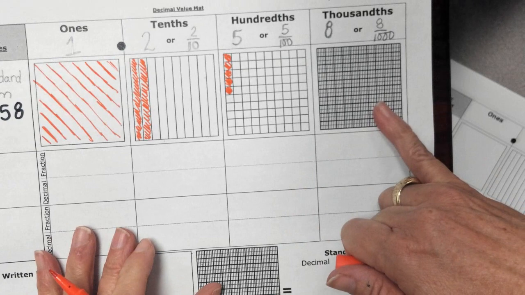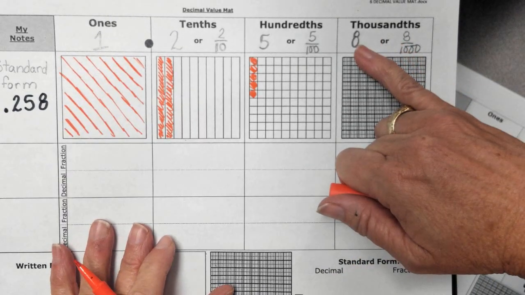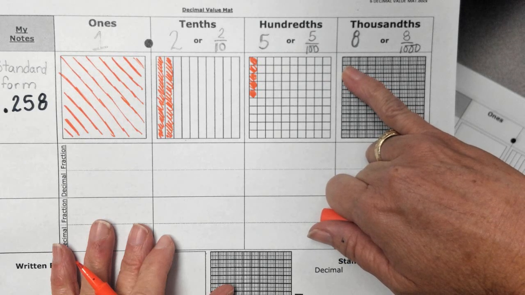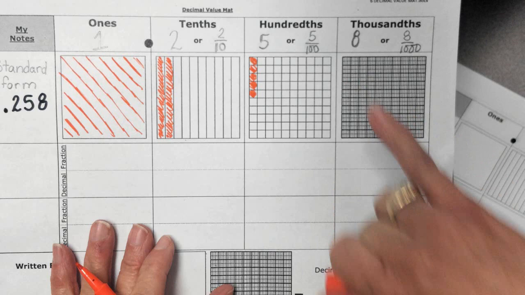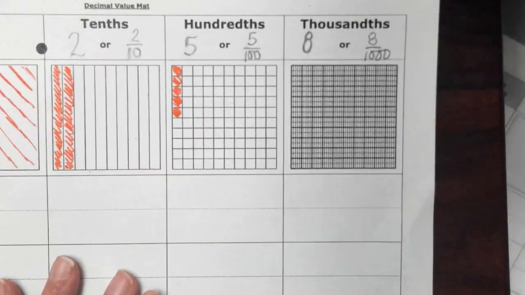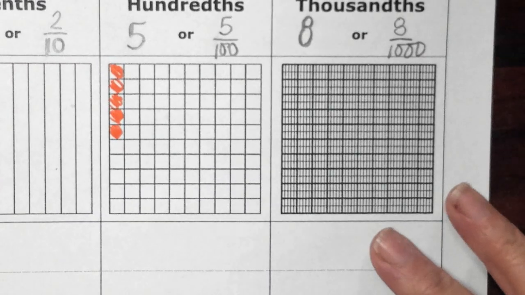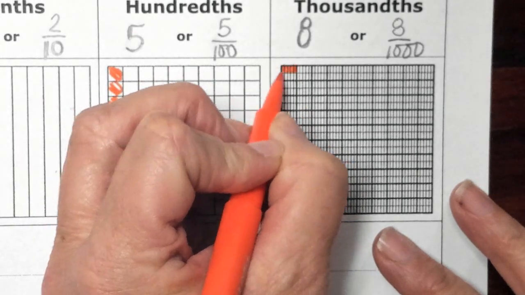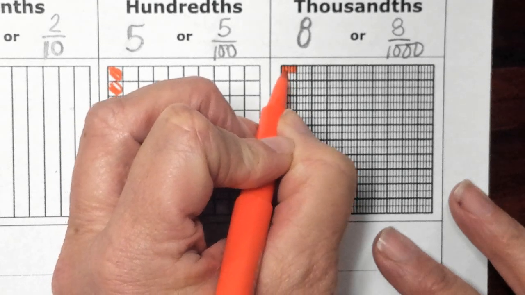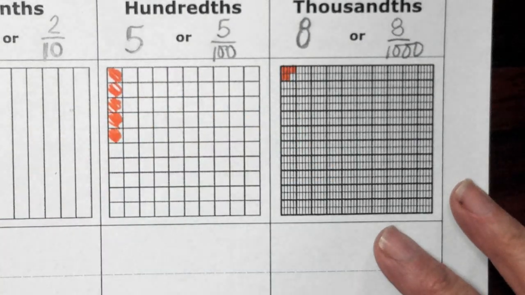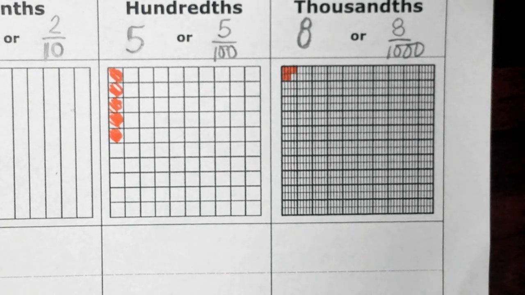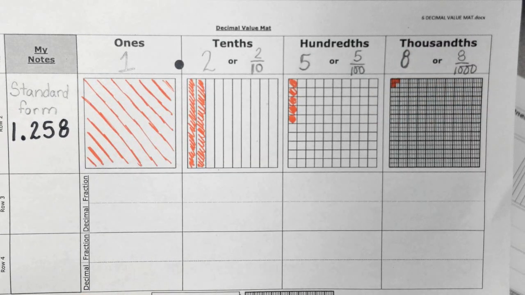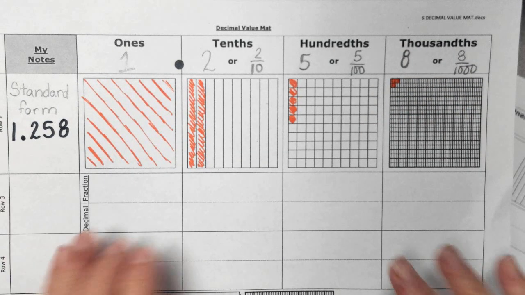And then finally we're looking at the thousandths. I have 8 thousandths. So remember, each one of these has 10, so I don't even need a whole box. I'm going to shade in carefully, and I'm going to zoom in so you can see that. So there's 5 there. I'm going to have to go really tiny. 6, 7, and 8. So there's my 8 thousandths. So at this time, your decimal value mat should match mine.